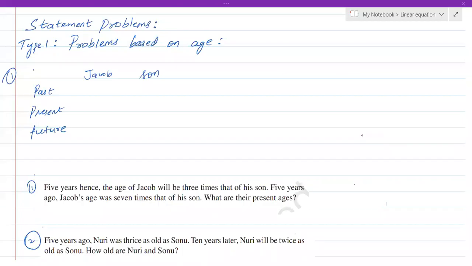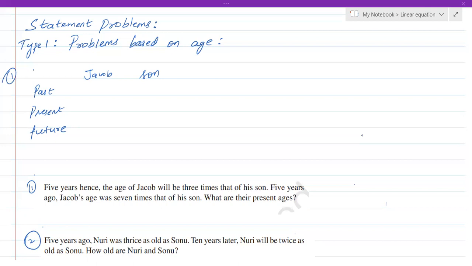Hello students. In this video, we're going to start with statement problems on linear equations. There are different types of statement problems, so I've differentiated them. In this video, we're going to see only problems based on age. In the next video, we'll be looking into problems based on fractions, then problems based on two-digit numbers, problems based on cost, problems based on speed, all this stuff. In this video, we're going to learn how to solve problems based on age.